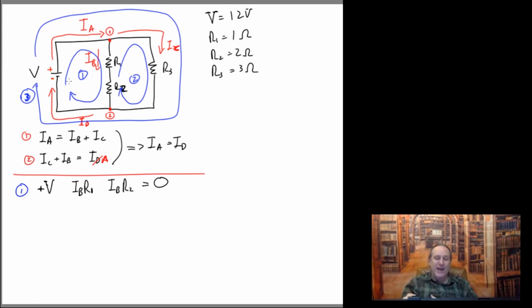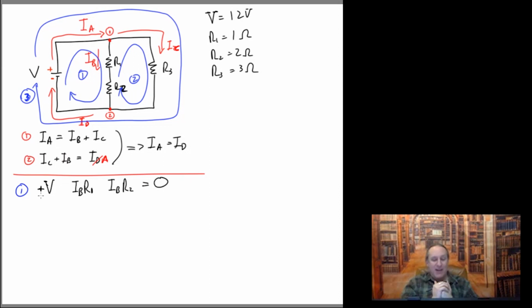Had I drawn my loop going counterclockwise, I would have first hit the top of the battery, and then I would have gone to the bottom. So I would have gone downhill as I went across the battery, and I would have a minus sign. So the signs are always an interplay between the directions of the circuit elements and the current, and the direction of how I drew the loop.